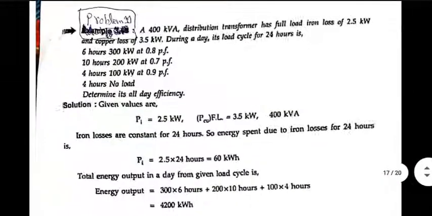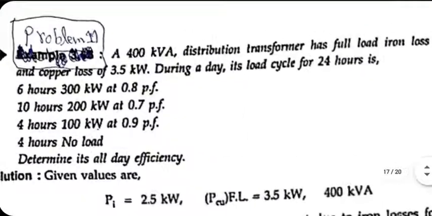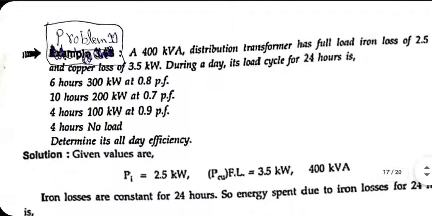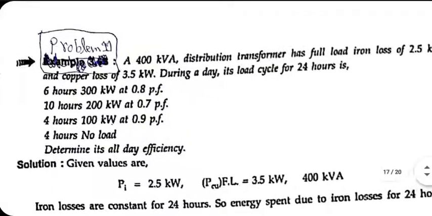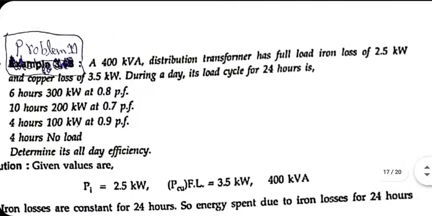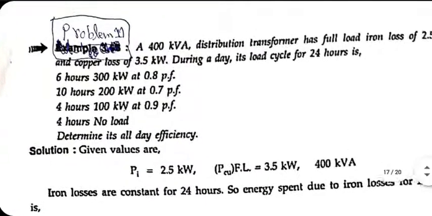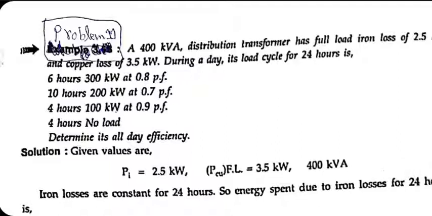His transformer for 6 hours is drawing 300 kilowatt at 0.8 power factor. For 10 hours, it is drawing 200 kilowatt at 0.7 power factor. For 4 hours, it is drawing 100 kilowatt at 0.9 power factor. And for the remaining 4 hours, zero output. And KVA is given as 400. Iron loss is also given to you, which of course you need. And copper loss at full load is also given. Yeah, we need all that.